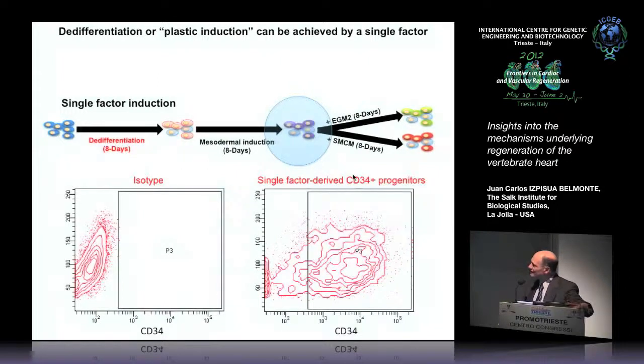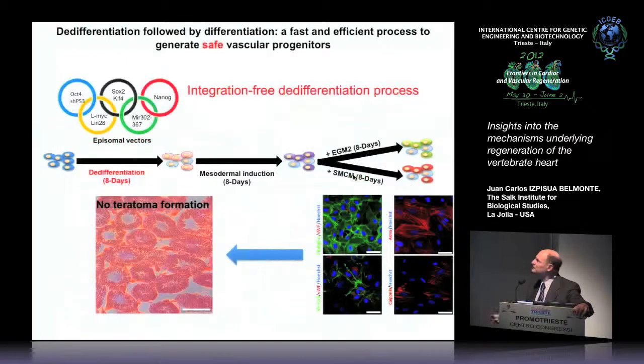So I think this is an alternative approach to iPS generation for the different advantages that I have mentioned, but perhaps the key one is that after this procedure, and contrary to what is seen with iPS, we don't generate any teratoma. And that's obviously, from a clinical point of view, important.